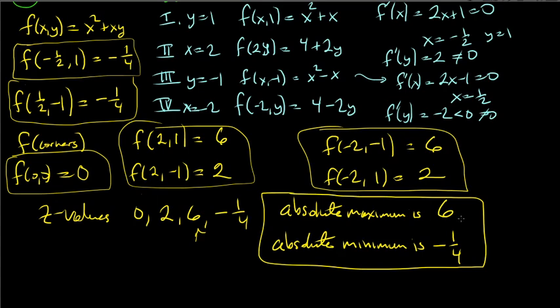And those are the max, right? This is the maximum z-value, and then this is the minimum z-value.